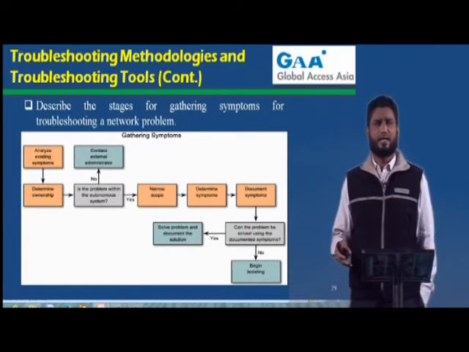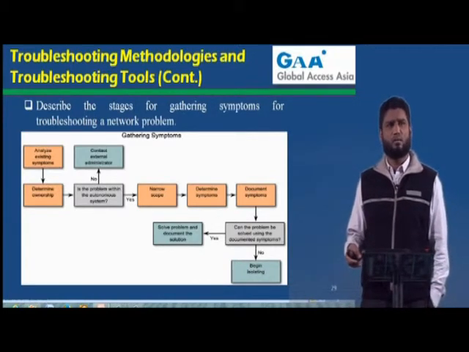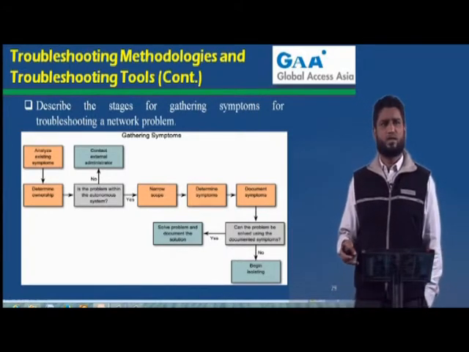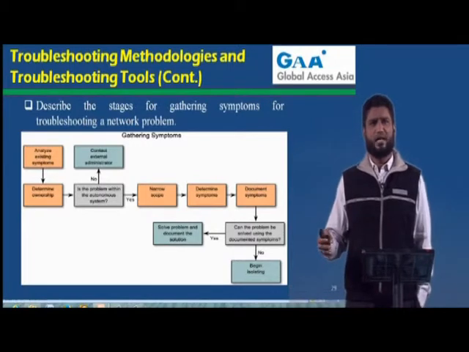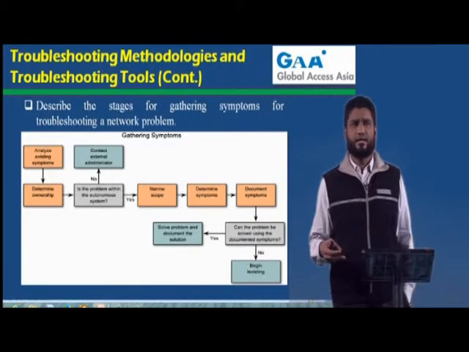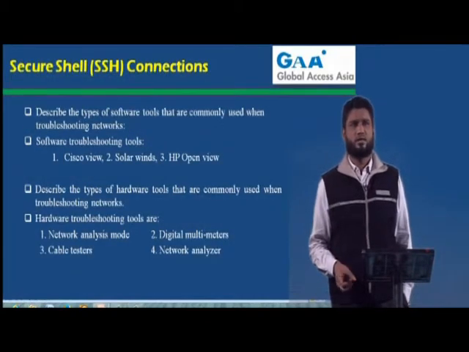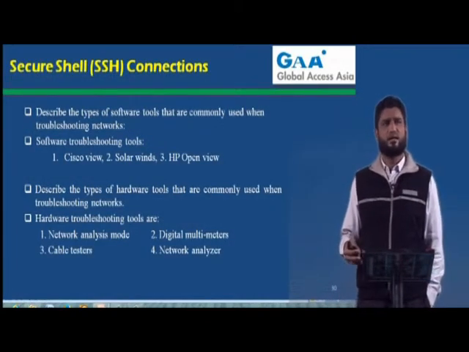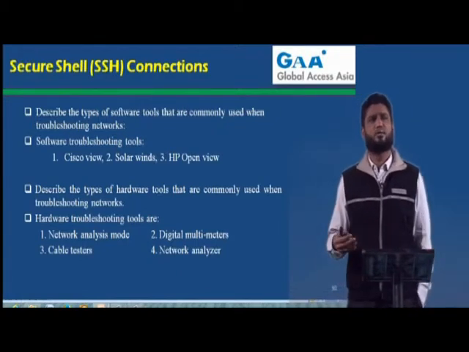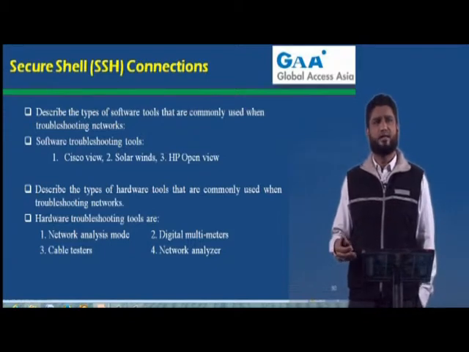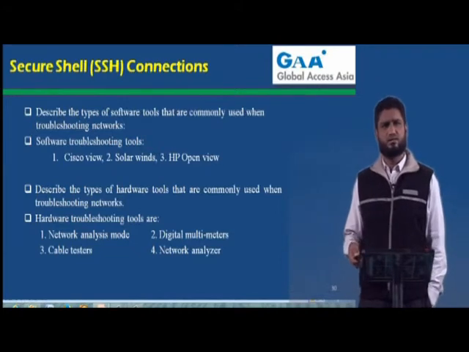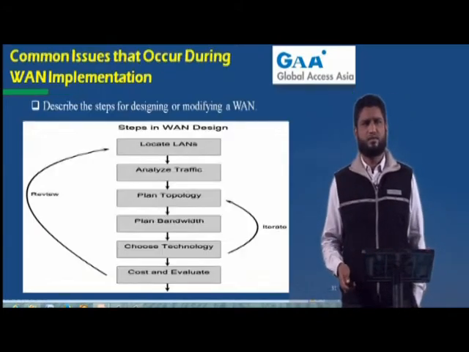In this figure, gathering symptoms for troubleshooting a network problem: analyze existing symptoms, determine ownership as well, narrow the scope, determine symptoms and document symptoms here. Finally, begin the isolation. And in the connections here, you can see there are some software tools that are commonly used: software troubleshooting tools like Cisco View, SolarWinds, HP OpenView, and also some hardware troubleshooting implementations that can be presented from this part.